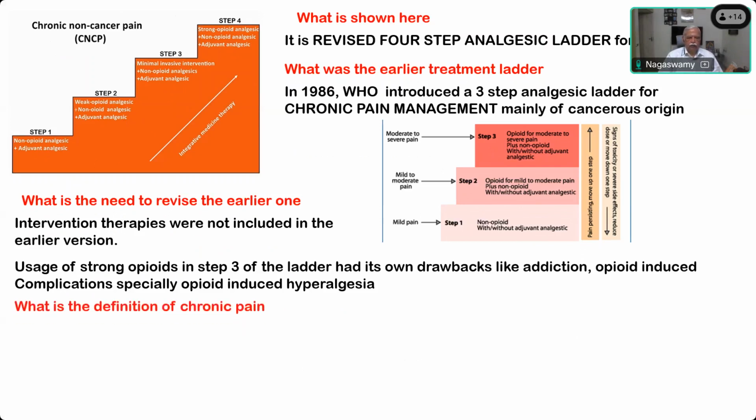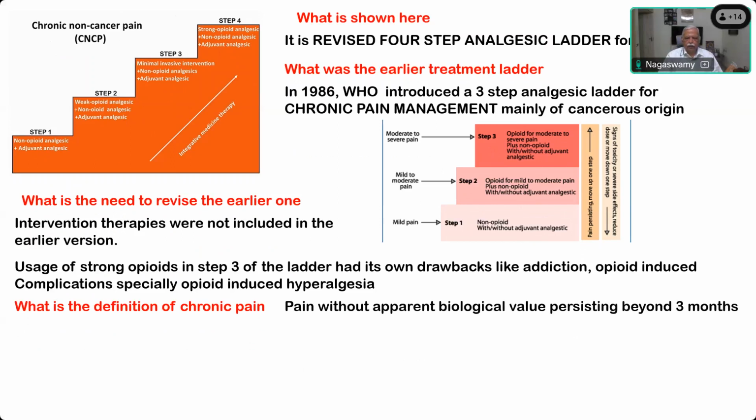What is the definition of chronic pain? How do you define chronic pain? Is it based on duration or severity, or is there any other adjective to define chronic pain? Pain that persists or recurs for more than 3 months. 3 months, very good. Duration is one. Anything else? Any other adjuvant?